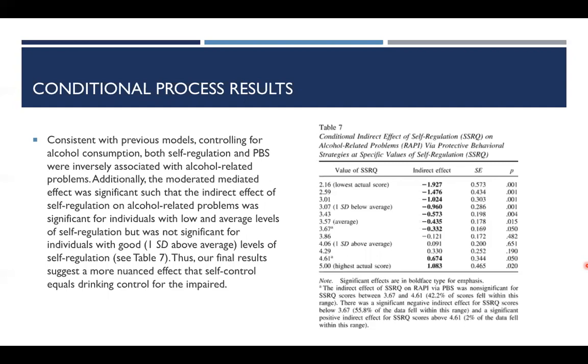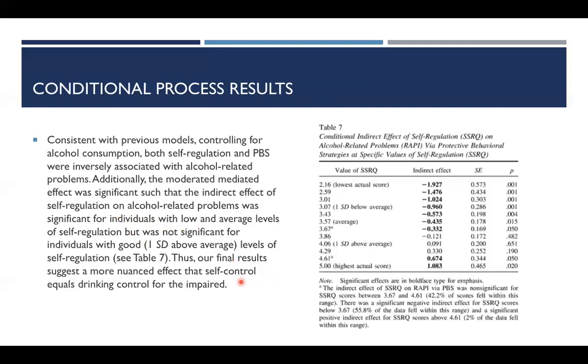So they say, consistent with previous models controlling for alcohol consumption, both self-regulation and PBS were inversely associated with alcohol-related problems. Additionally, the moderated mediated effect was significant, such that the indirect effect of self-regulation on alcohol-related problems was significant for individuals with low and average levels of self-regulation, but was not significant for individuals with good levels of self-regulation. Thus, our final results suggest a more nuanced effect. The self-control equals drinking control for the impaired.